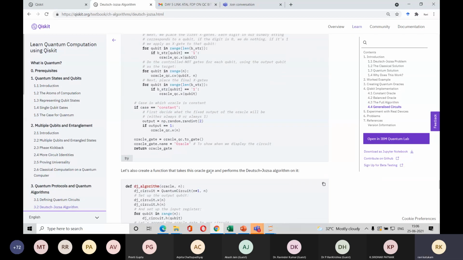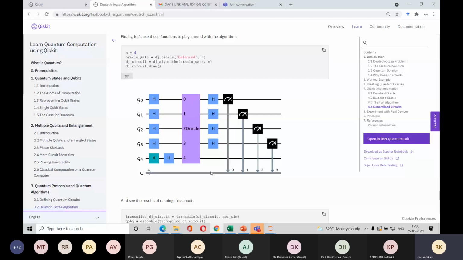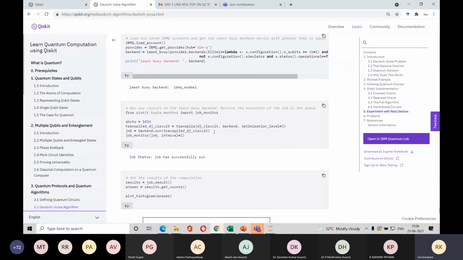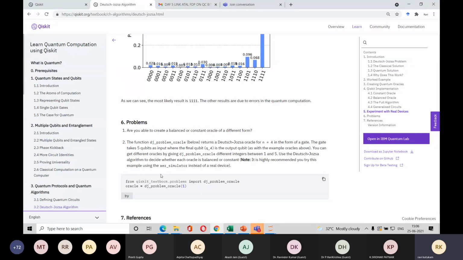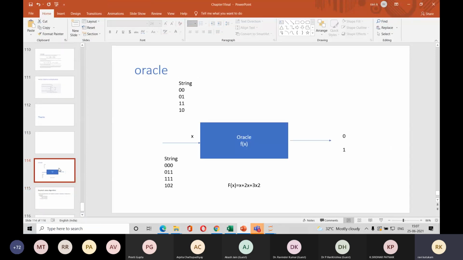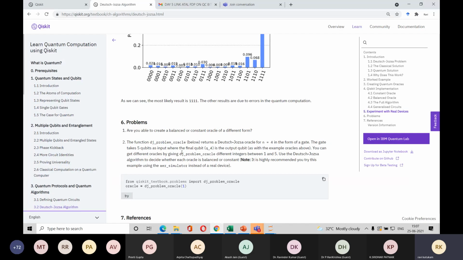So you can have a generalized circuit also, where you can have n number of inputs, and this entire thing is called an oracle, whatever function we define. So you can run the same on the real device also. So the point is, with this DJ algorithm, we can say, given a function, whether it is balanced or constant in minimal, in one iteration, you can declare whether it's constant or balanced. Okay, this is one.